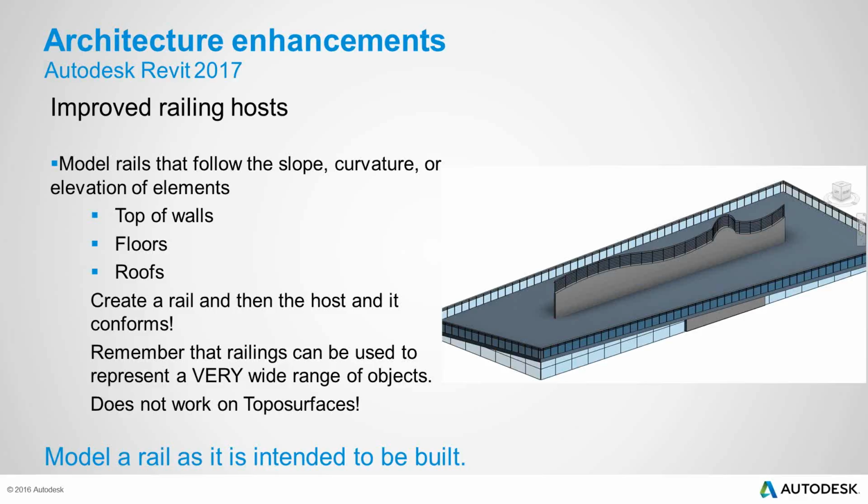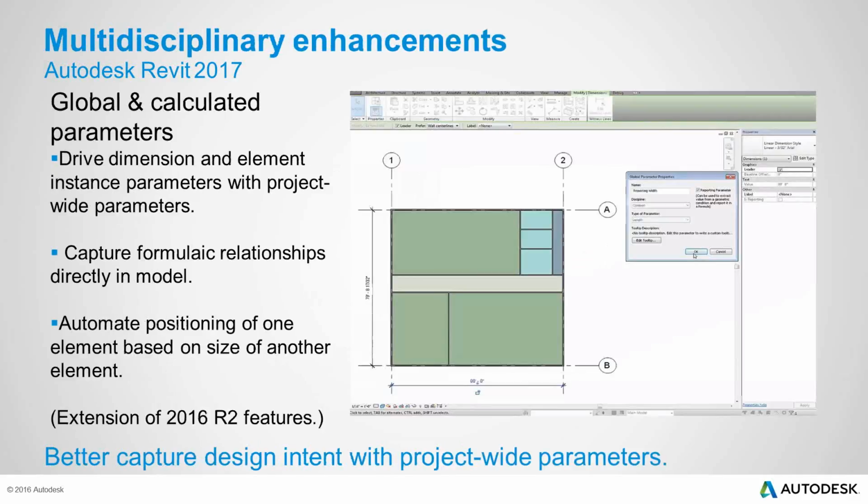But I guess there's other workarounds, like creating retaining walls, for example, that follow the contour of the topo surface. And also, you can't use reference planes to host the railing either, which would have been nice in the context of trying to make it conform to a topo surface. Instead of having to build a 3D object to host it to, you could have actually hosted it to the reference plane. Unfortunately, that's not the case. Perhaps 2018, hey?